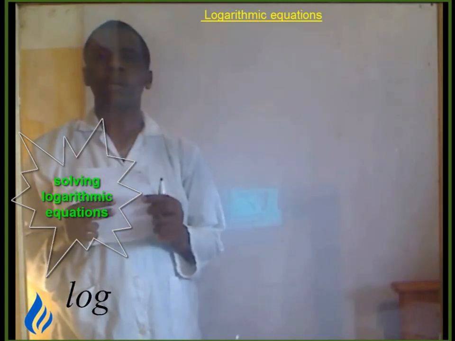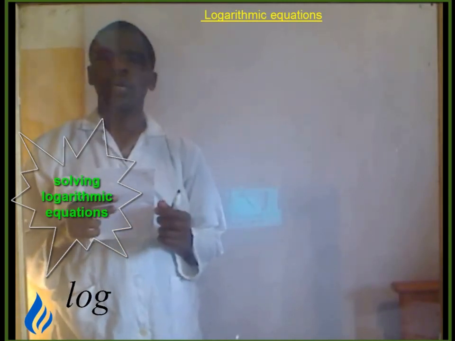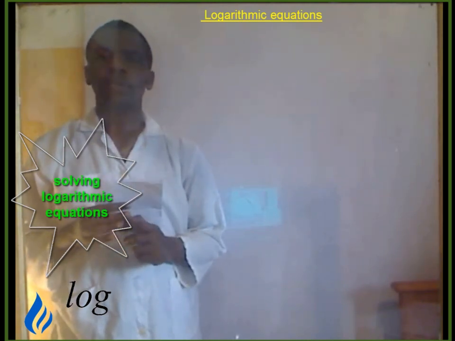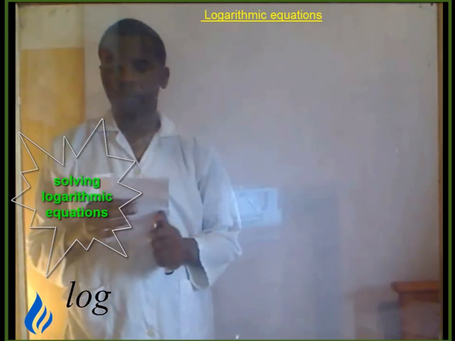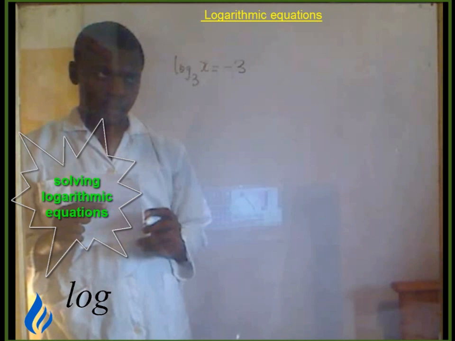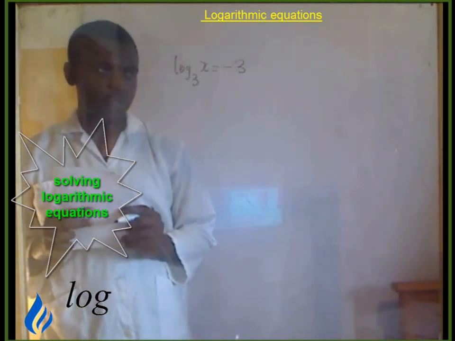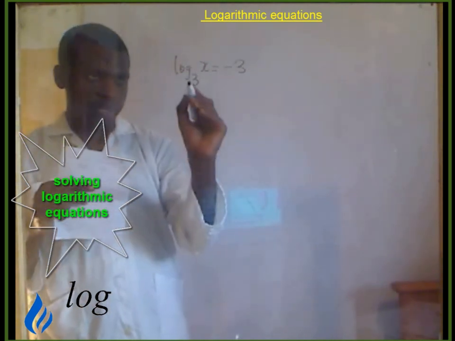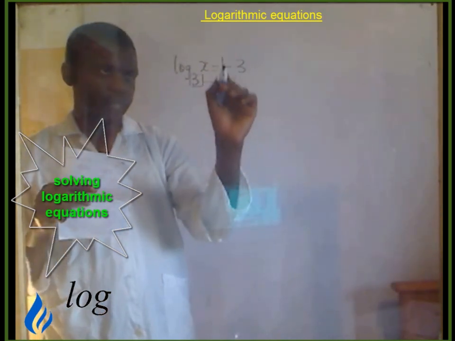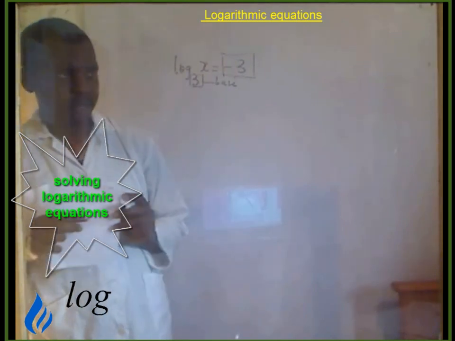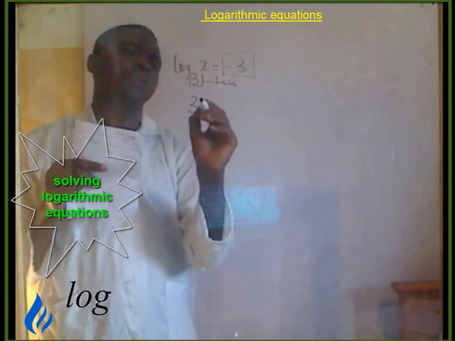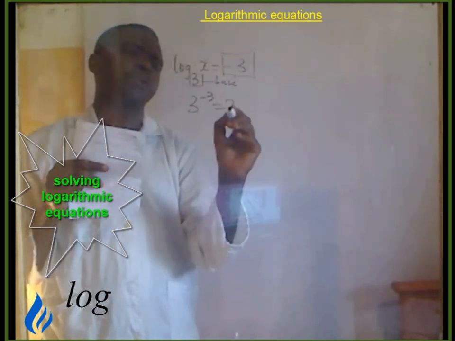Solving logarithmic equations. A logarithmic equation is one that involves logarithms. Example: solve for x in the following. Here, we have to convert this to index form. We said this is our base here, and the logarithm is the index, which is minus 3. In index form, we shall have 3 to the power minus 3 is equal to x.